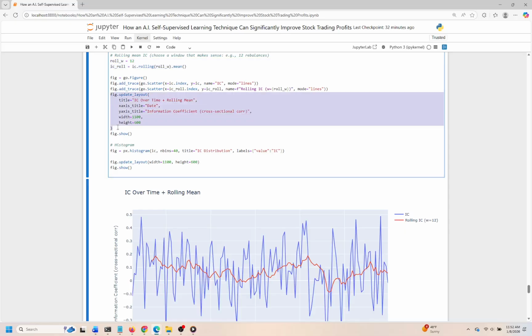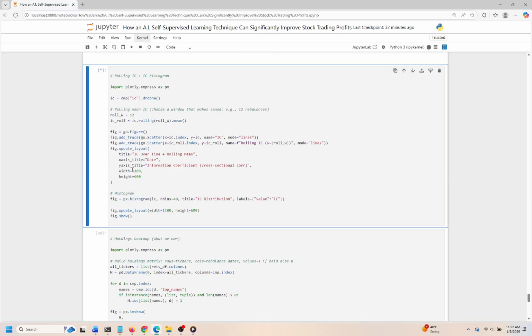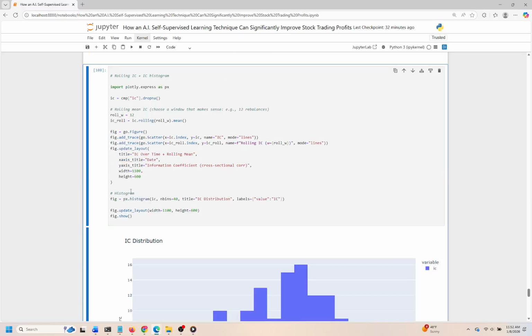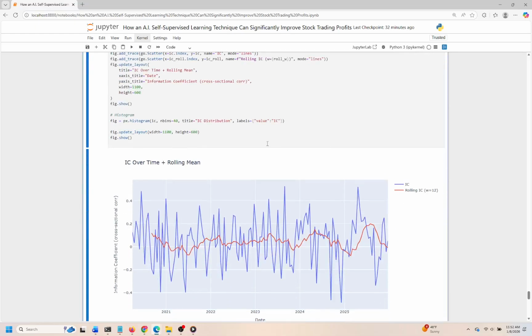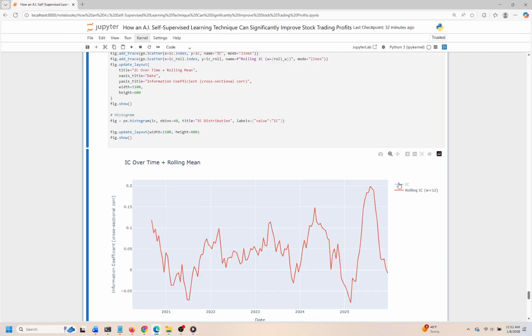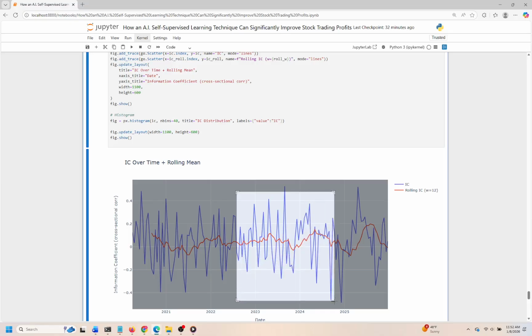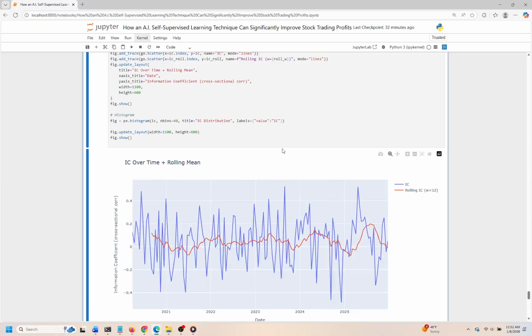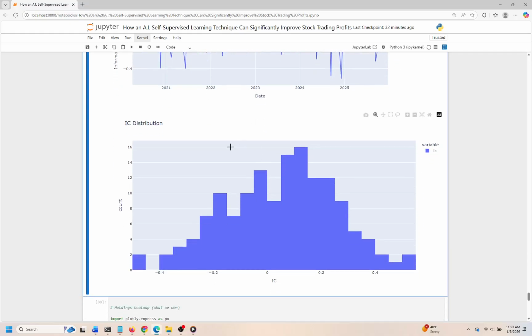After setting up the time series, we refresh our focus by constructing a histogram to illustrate the distribution of IC values. This histogram provides a quick snapshot of how frequently various levels of prediction accuracy occur, with the x-axis representing the IC values and the y-axis indicating their frequency. Both of these visual components, the time series plot and the histogram, will help sharpen your understanding of model performance and identify any patterns or anomalies in your forecasts.